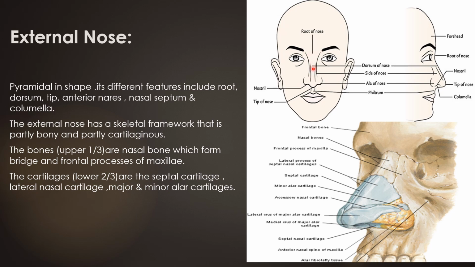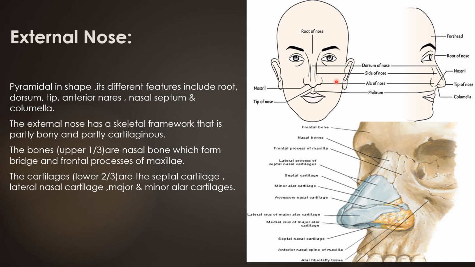Then the dorsum of the nose is a prominent ridge which separates the right and the left halves, and the lower end of the dorsum is known as the tip of the nose. Then we have the columella. Over here you can see this one is the columella. The two nostrils or nares are separated by this columella, and it is continuous internally with the lower part of the nasal septum, which separates the two nasal cavities.